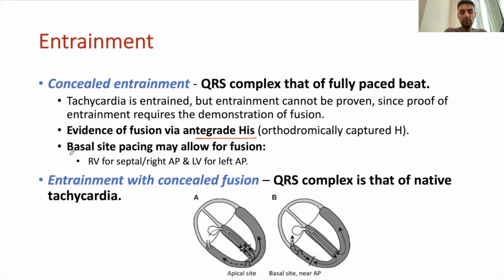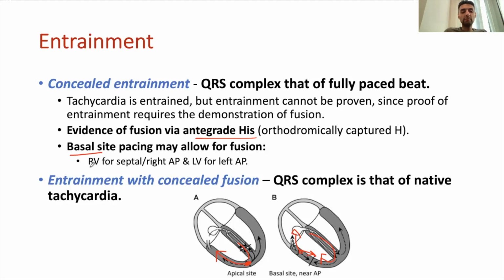Okay, and if you have such a case, you might want to change the pacing site. If you pace at the base rather than at the apex, you may allow a better chance for fusion because, for example, if you're pacing at the apex, the QRS would be very much like a fully paced QRS because you're not fusing, you're pacing probably before the native QRS exited the His-Purkinje system. If you move your catheter more to the base, then you allow for the SVT QRS to manifest itself, and then you pace, and then you will fuse and you entrain the tachycardia. So you might allow for fusion when you change your pacing site.